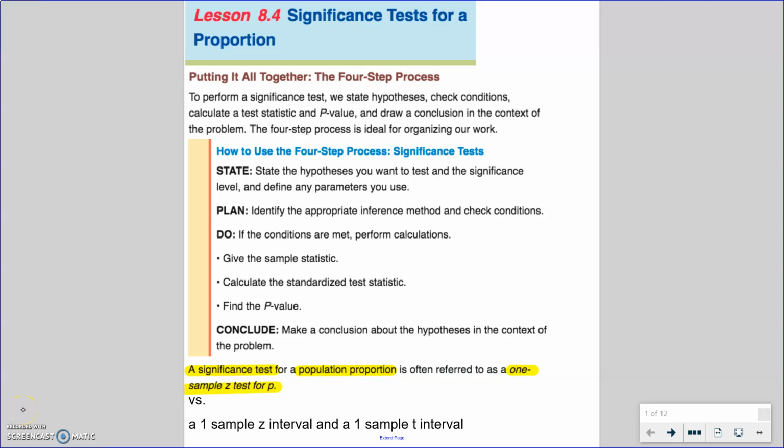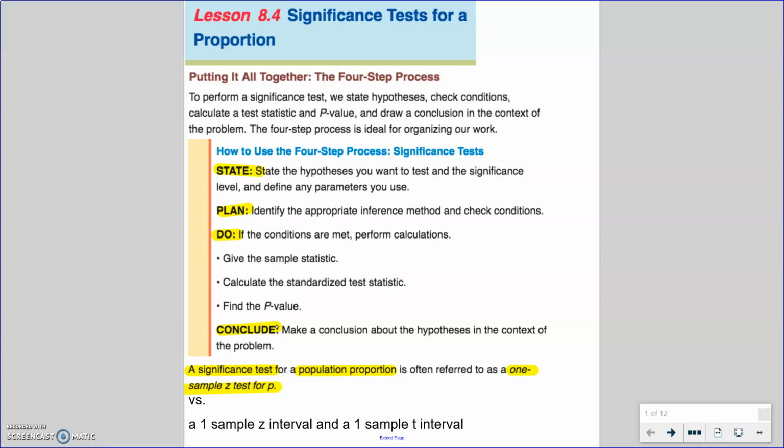Good morning, everybody. So yesterday I started introducing you to how to actually calculate a z-score, a p-value, everything you would need to create a significance test for a proportion. Now what we're going to do is formalize it a little bit. If you remember in confidence intervals, I showed you guys the state, plan, do, conclude. The exact same thing is true for significance tests.